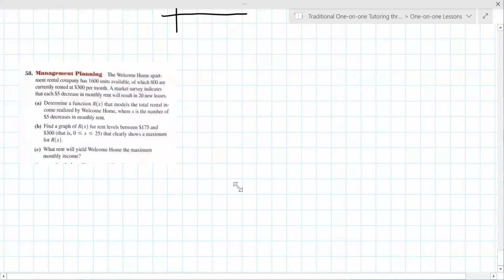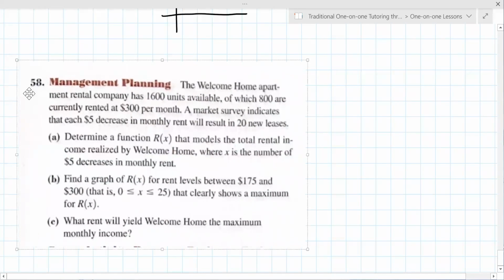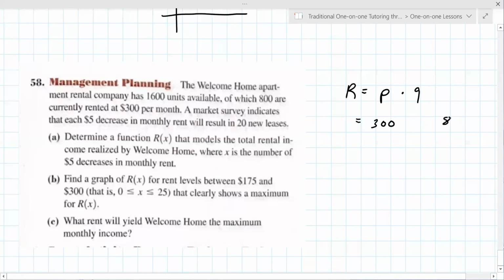Got it. Okay. The Welcome Home Apartment Rental Company has 1,600 units available, of which 800 are currently rented at $300 per month. A market survey indicates that each $5 decrease in monthly rent would result in 20 new leases. Okay, so revenue is price times quantity. So the current revenue is $300 and the quantity is 800.